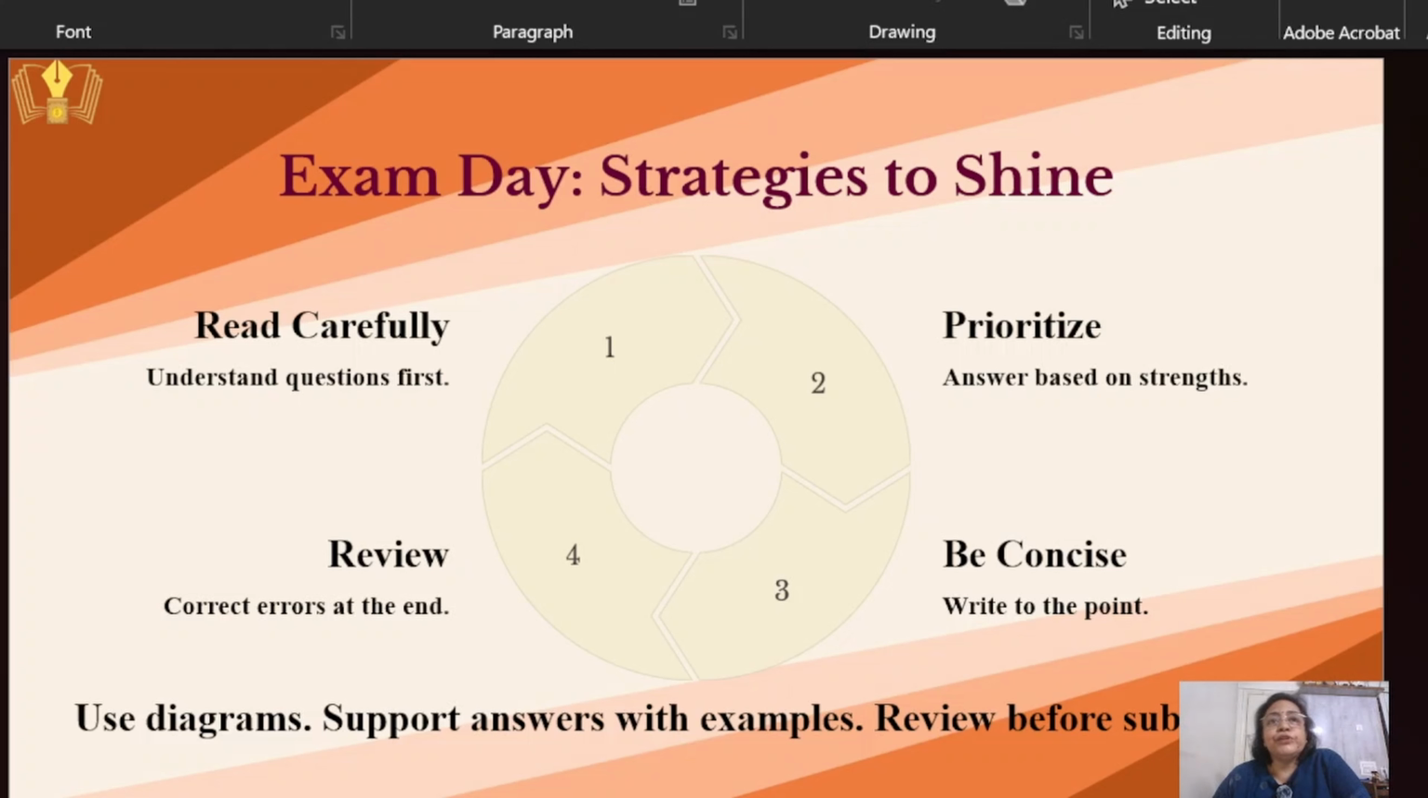Revision is a very, very important part, whether you have missed out any questions or not, whether there are any errors. If there are errors, you are getting a chance to correct them at the end. Children, remember, use diagrams wherever required. Support answers with examples. Review before submission.